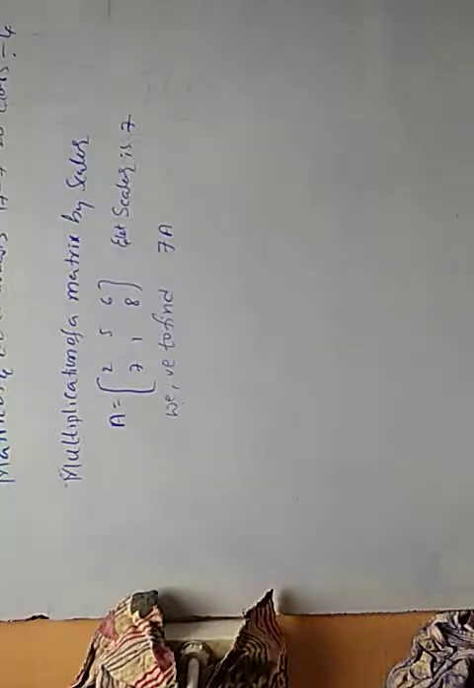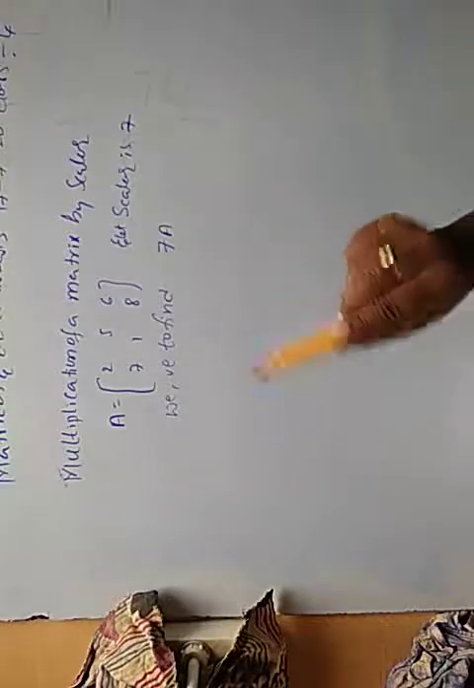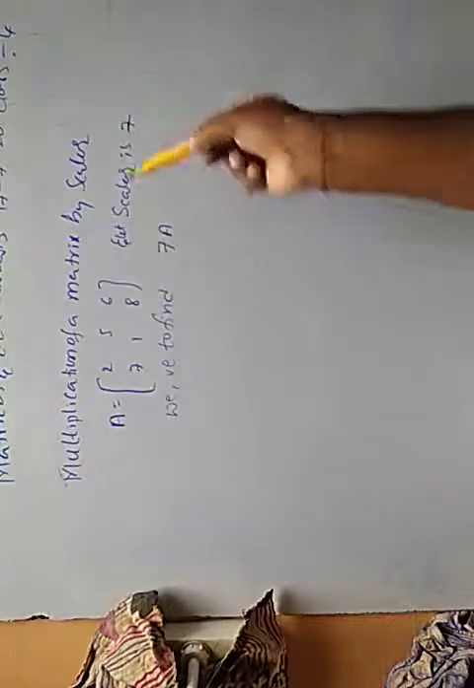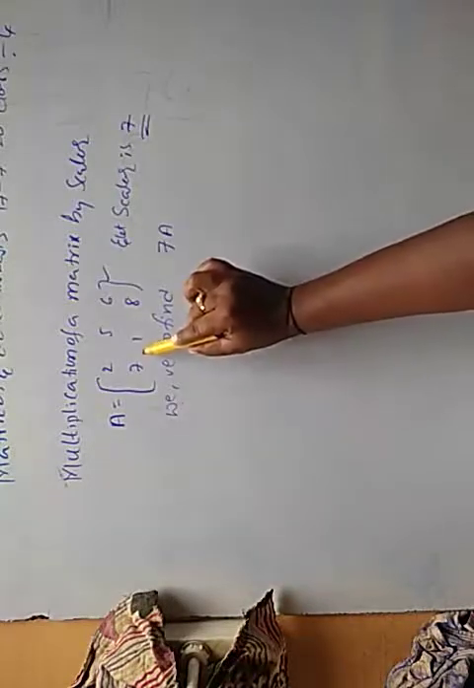Come to multiplication of a matrix by a scalar. It does not mean multiplication of two matrices. Further on, multiplication of two matrices will come. It is multiplication of a matrix by a scalar. Scalar means a number. See, let me take 7. Matrix means a matrix of any order. Multiply this matrix by 7.